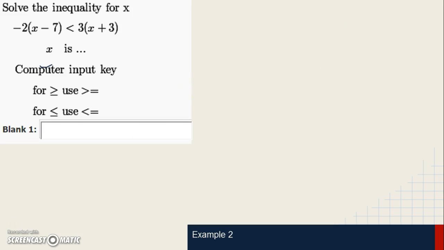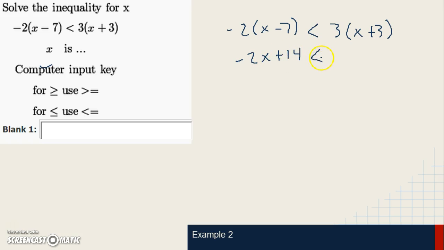Example number 2. Negative 2 times x minus 7 is less than 3 times x plus 3. Again, here I'm going to simplify before I try to solve. So negative 2 can be distributed. If I distribute the negative 2, what I get is negative 2x plus 14 is less than 3x plus 9.